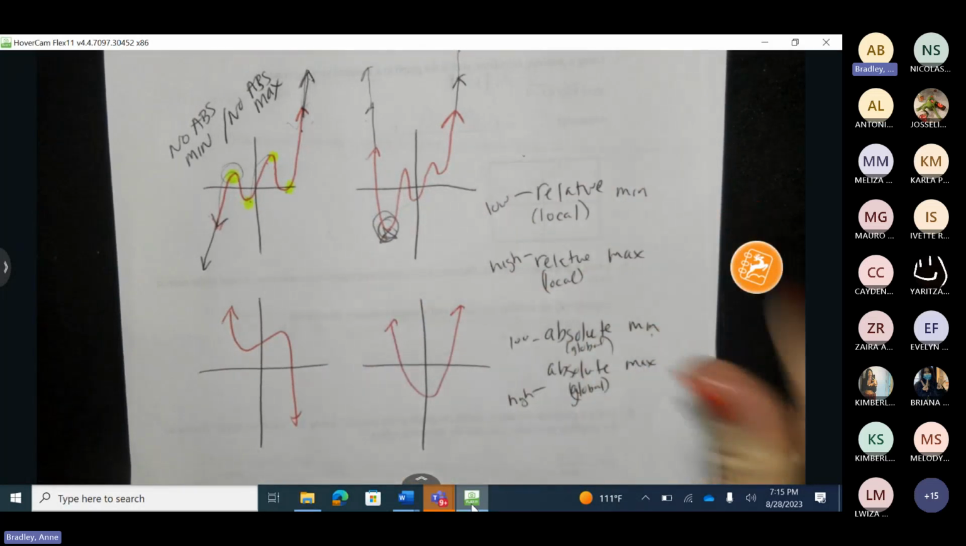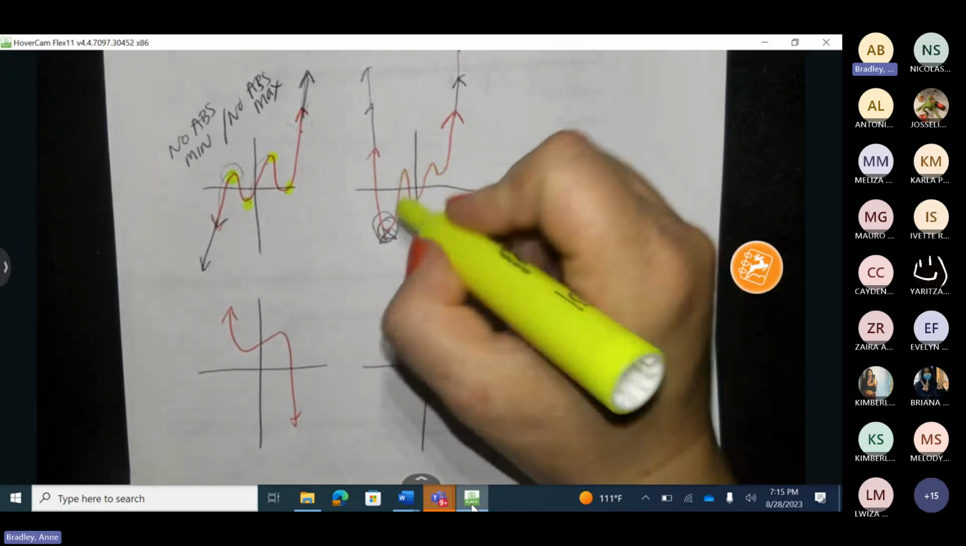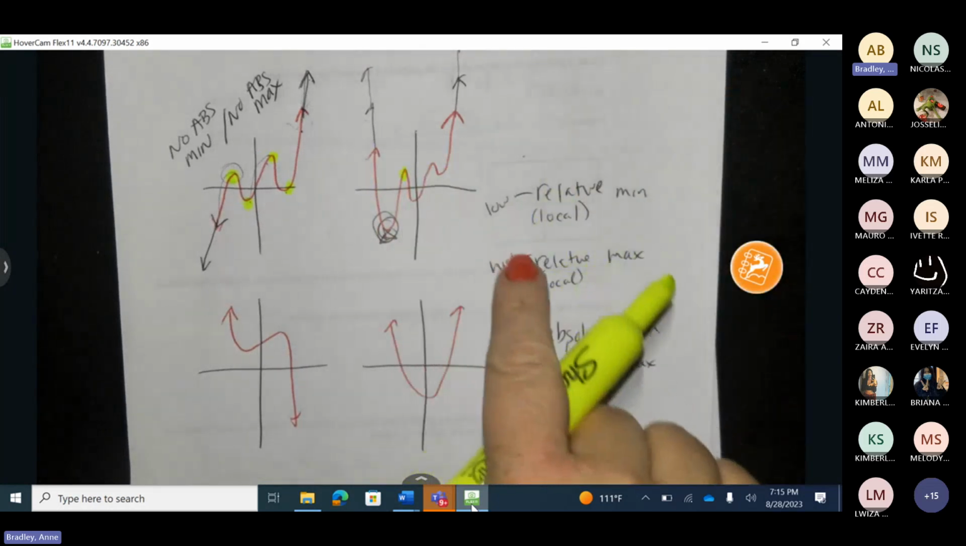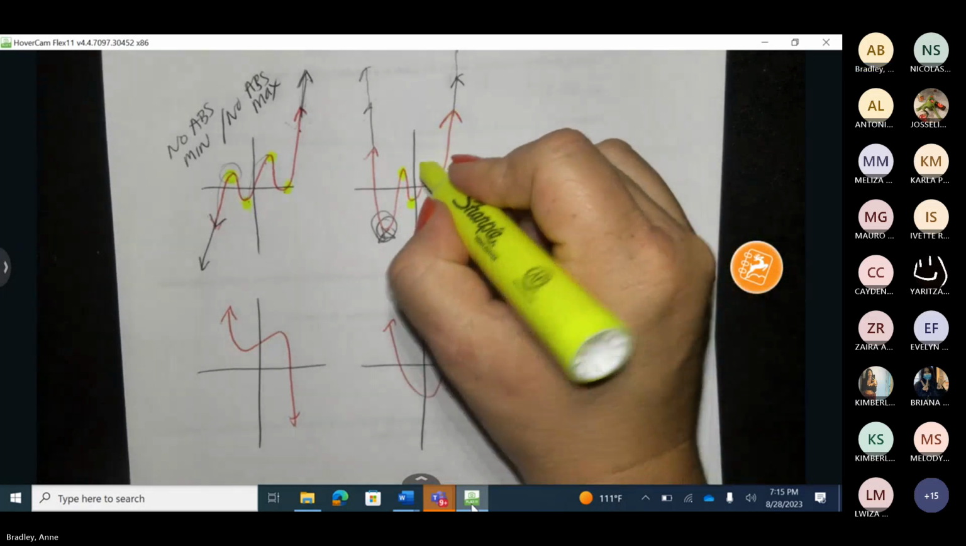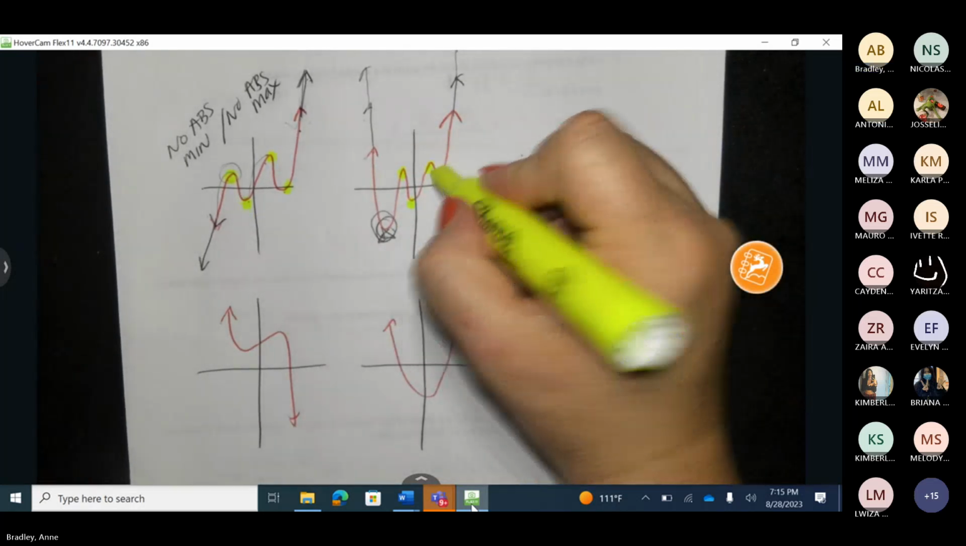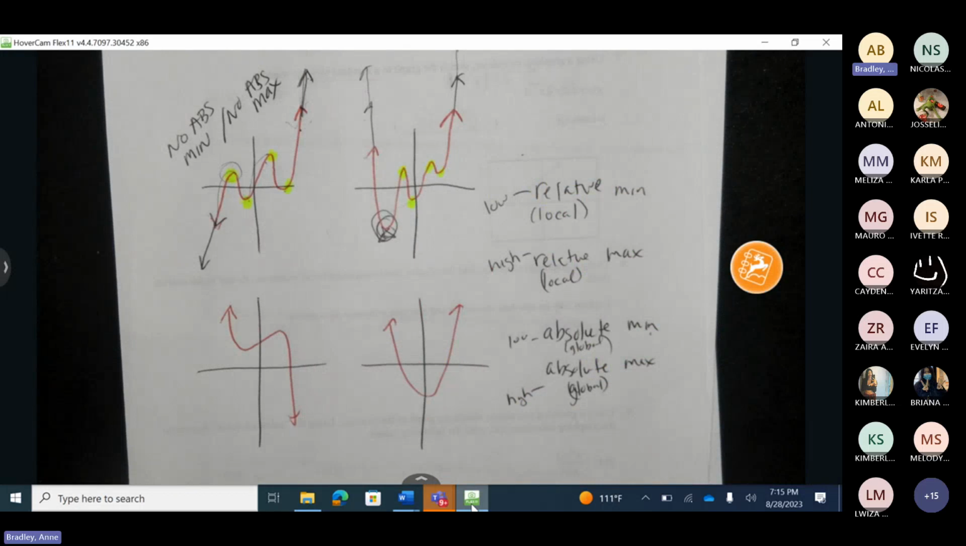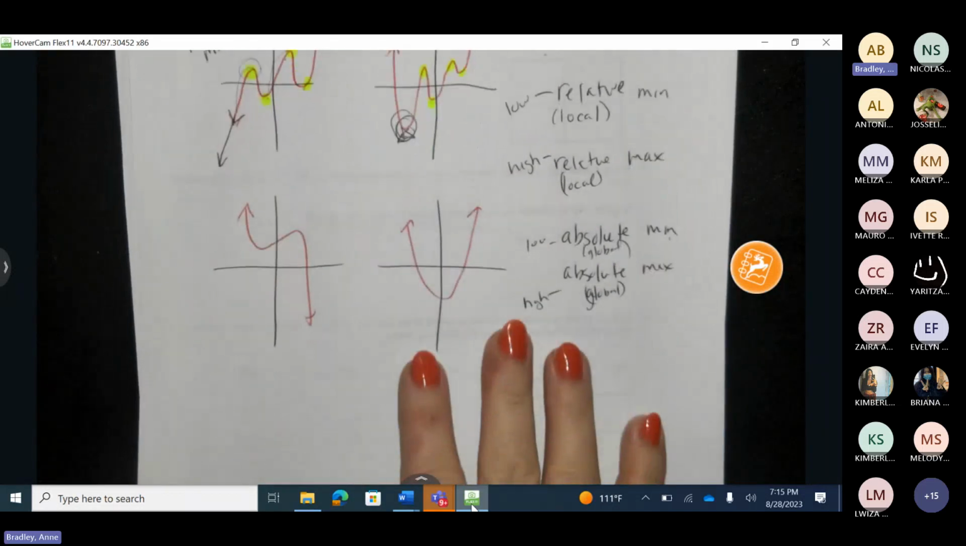Now let's talk about relative maximum and minimums. Here's still a high point, it's just not the highest. Relative maximum, relative minimum, relative maximum, relative minimum. And we're going to figure out what those points are in just a second on the next problem.